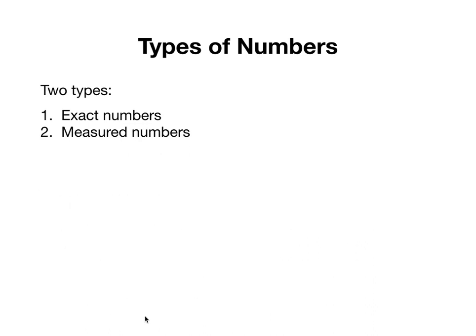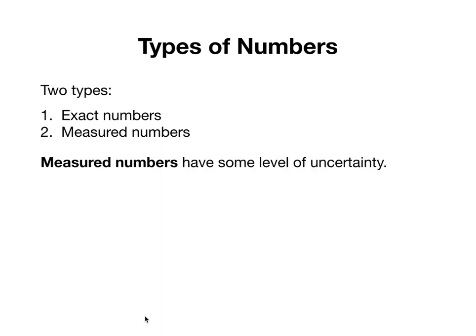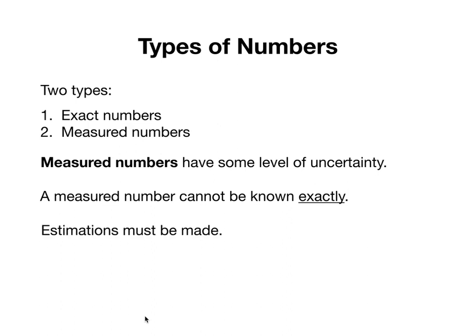Well, what about measured numbers? Measured numbers have some level of uncertainty. There is always a certain amount of error in a measured number. They cannot be known exactly. There have to be estimations that are made. Anytime someone is making a measurement, estimations must be made.